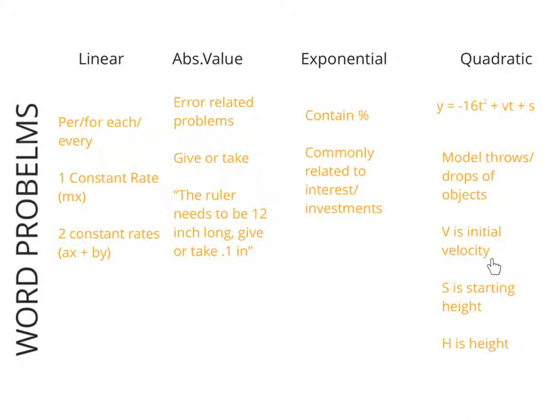V is the initial velocity, you already know that. S is the starting height, you know that too. H is the height. Remember, I wrote Y equals up here, but you all wrote H equals before. So that's really all you need to know comparing all those.